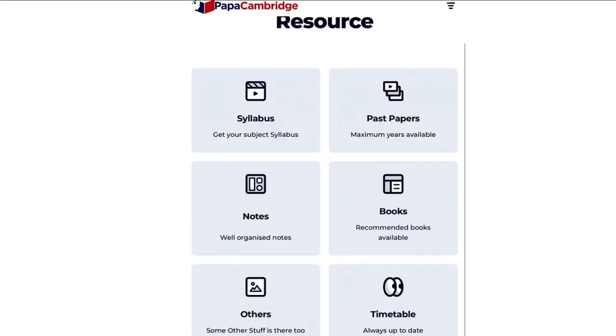Another one is Papa Cambridge. So here it includes your syllabus, past papers. It has notes, books, and other resources. Also you can find the GCSE or A-level timetable over here.